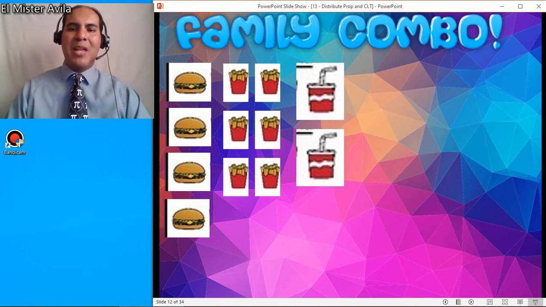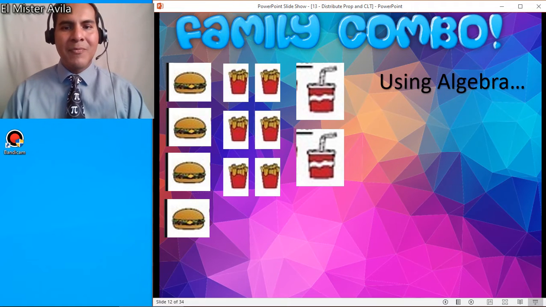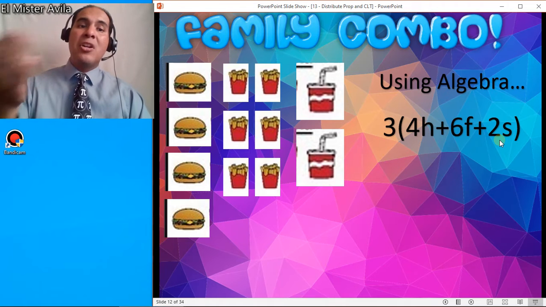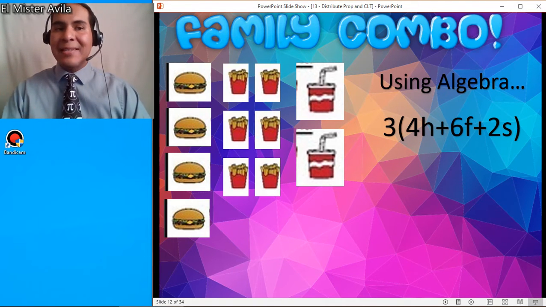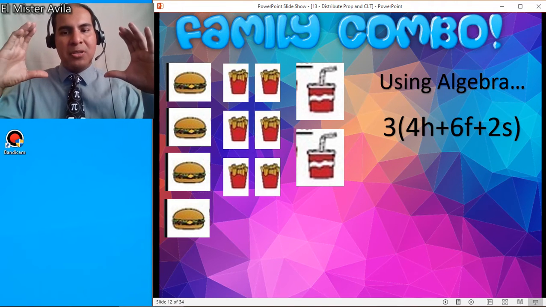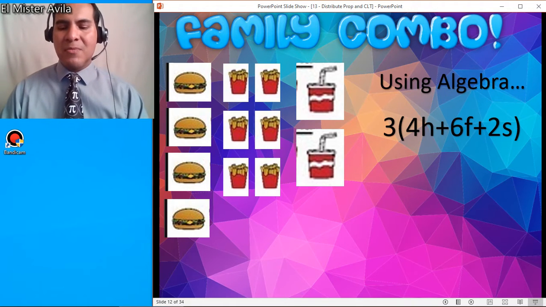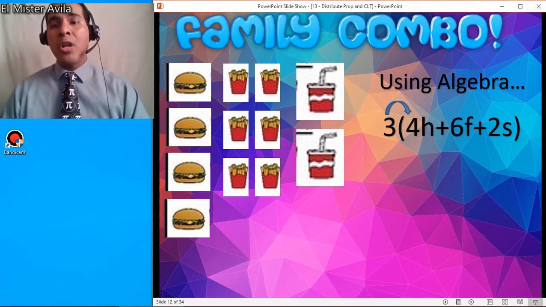Family combo, multiplied everything by 3. Turns out, we can show that using algebra. The 4h plus 6f plus 2s is what we learned in the previous lesson. We wrote the 4 hamburgers, 6 French fries, and 2 sodas as an algebraic expression. Since we ordered 3 of those orders, we're going to put the expression in parentheses, and we're going to multiply the entire expression by 3, and we're going to apply something called the distributive property. We're going to multiply 3 times the 4.